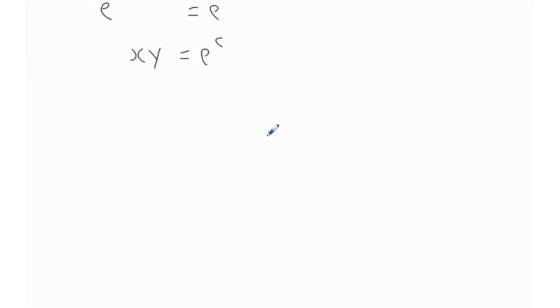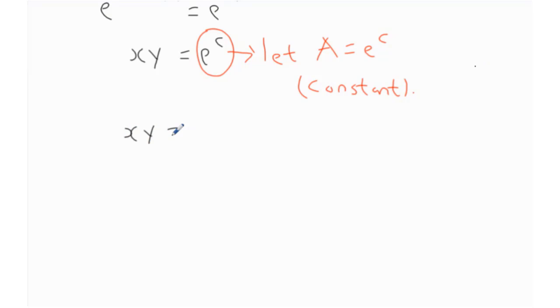Okay, if you think about e to the c, well, it's just a constant. c is just a constant, so e to the c is also just a constant. So we're going to say let big A equal e to the c. It's just going to make things a lot easier to deal with. It's just a constant. Right, so that means that xy equals some constant A is the general equation of the curve.